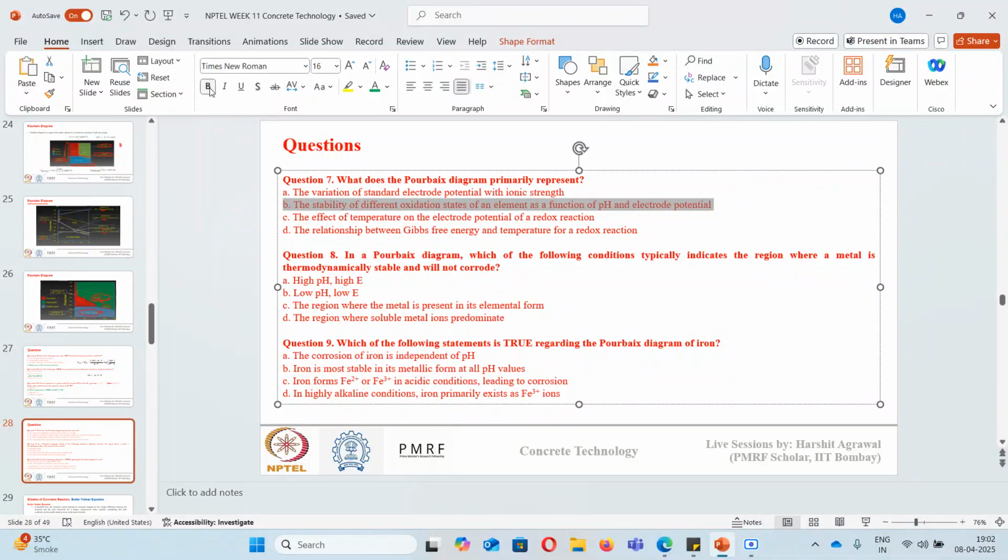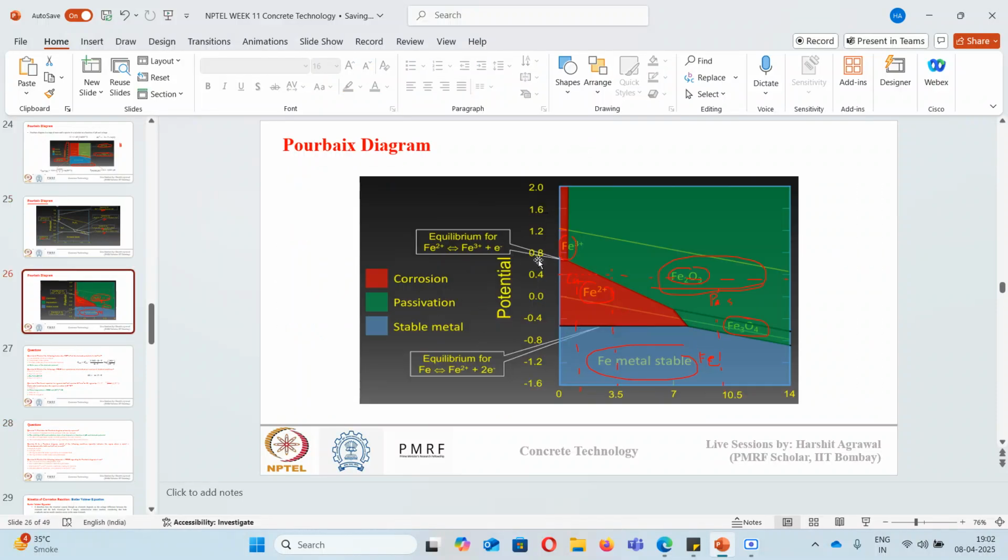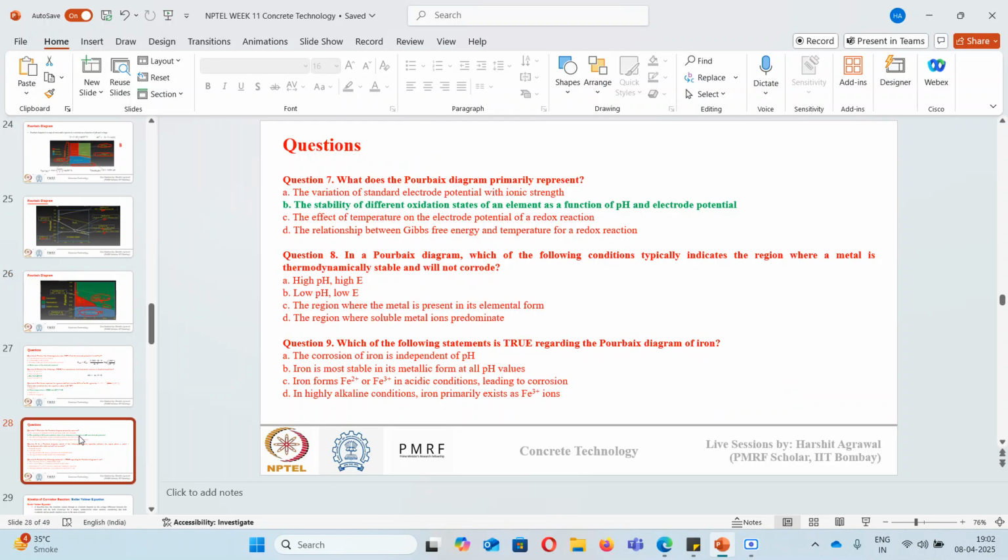A Pourbaix diagram represents the stability of different oxidation states of an element as a function of pH and potential. You can see here we talked about potential and pH and about different elements, and which product is stable under which state. That is why the correct answer will be the stability of different oxidation states. Now answer question number 8.